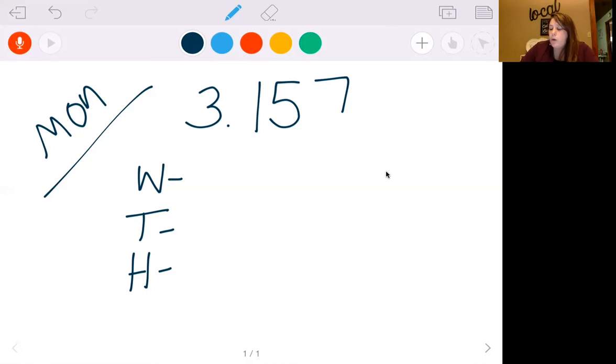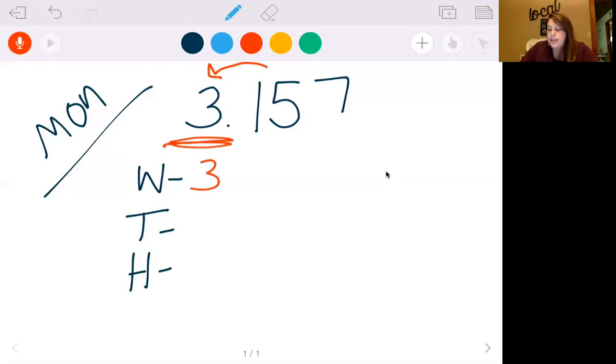So let's look at the whole number. This is my whole number, the 3. The number next to it is going to tell me whether that 3 stays the same or it goes up. That 1 tells me that 3 stays the same. So rounding to the nearest whole number is 3.